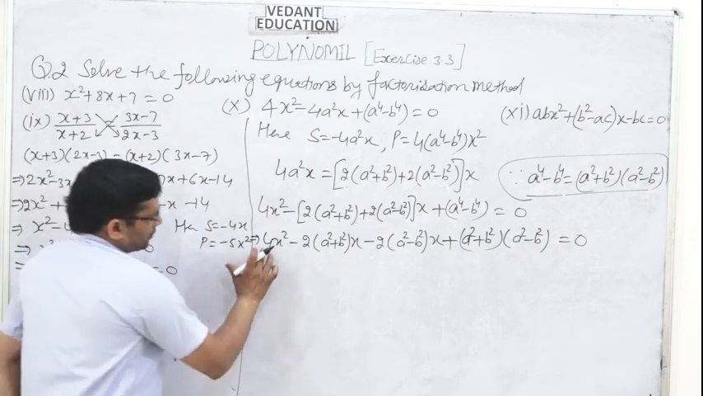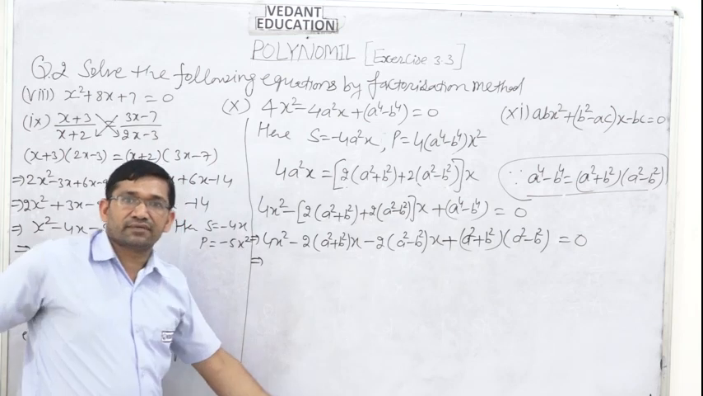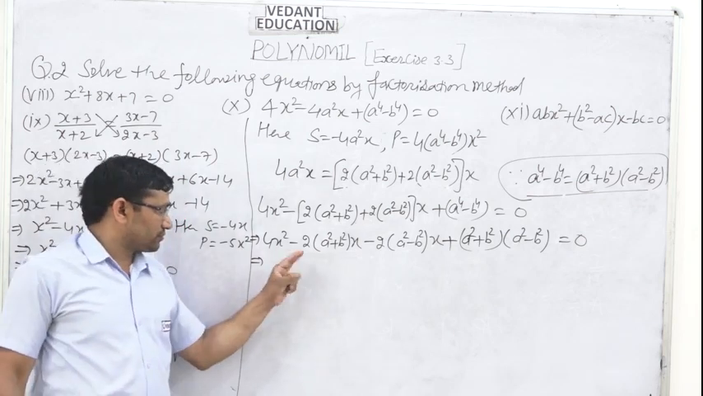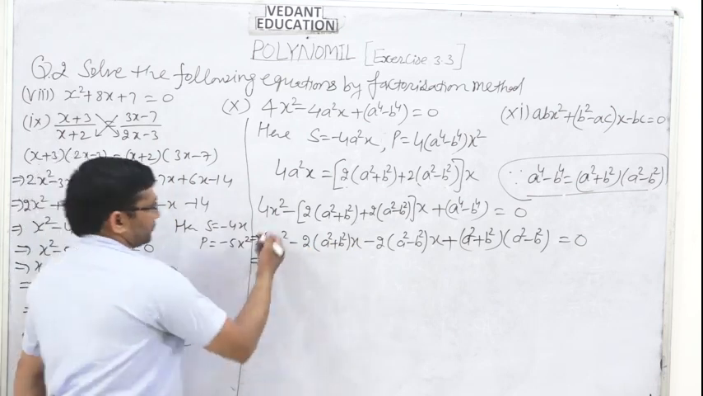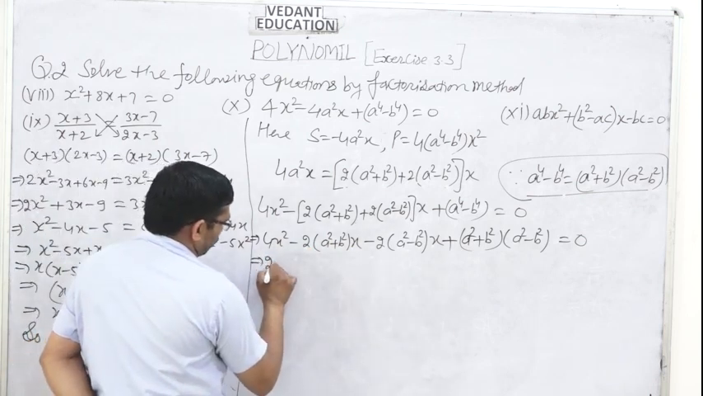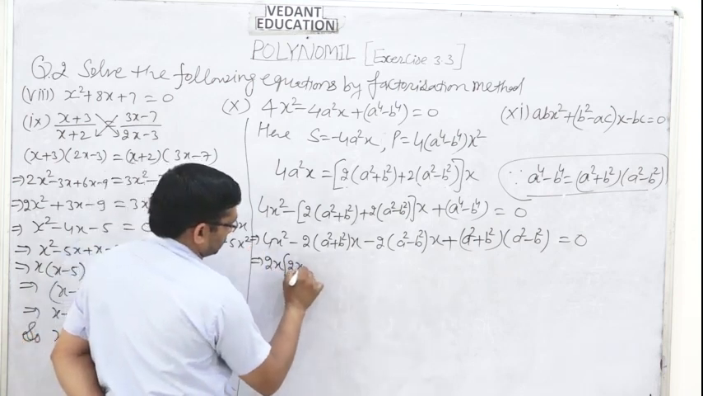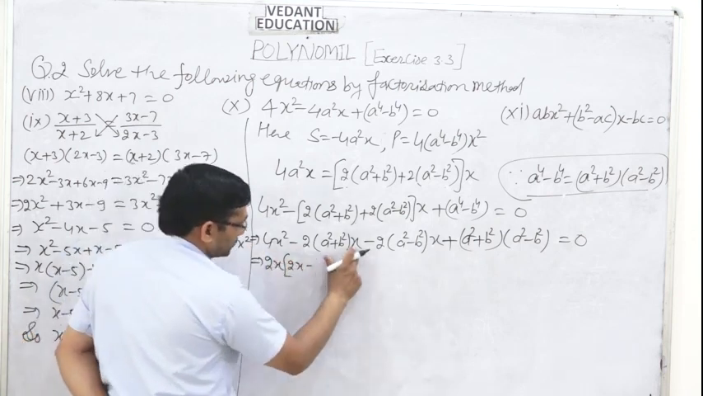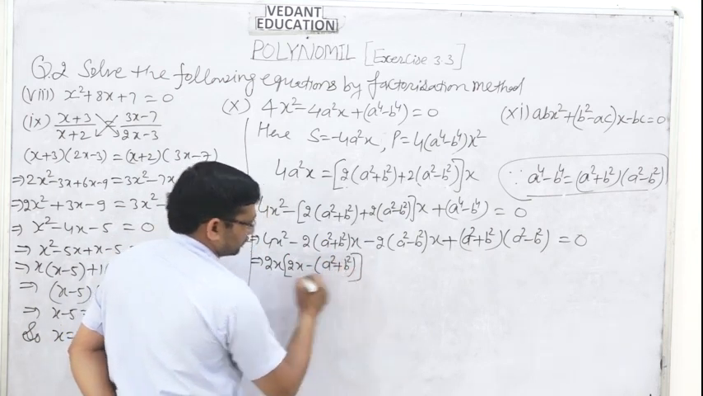Again, what is the common of first two terms? In the first two terms you can see that 2 is common, and x is also common. It means we can take common 2x. Here what remains is a square plus b square.